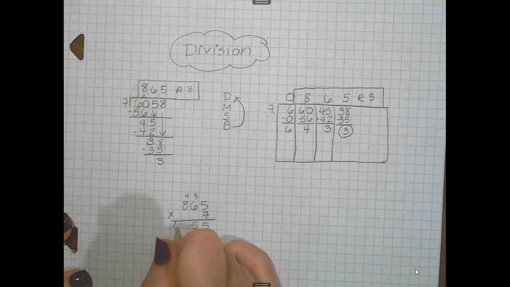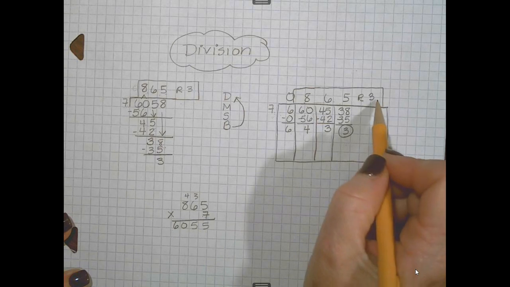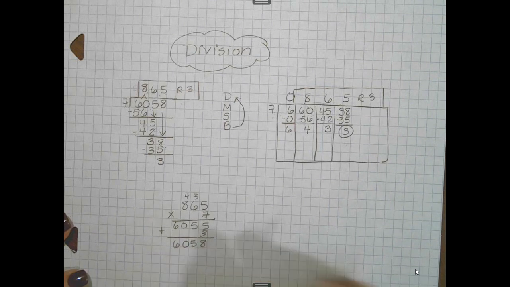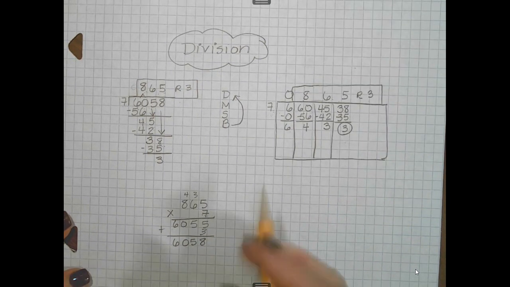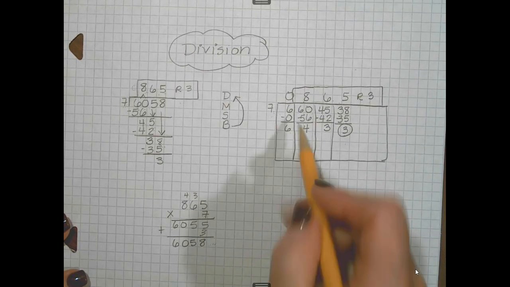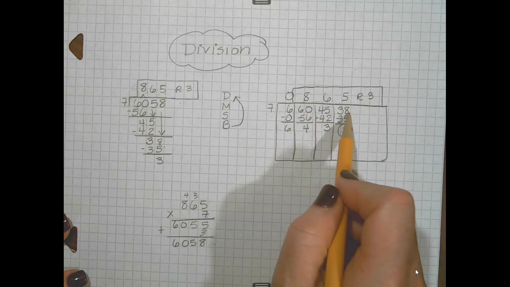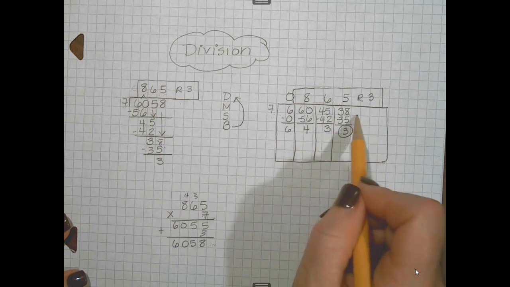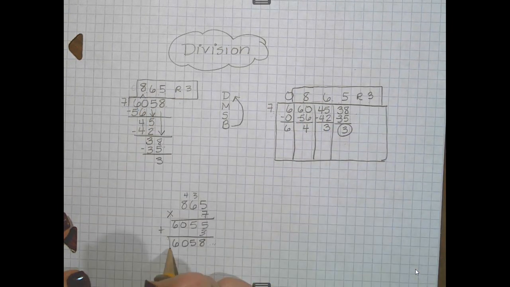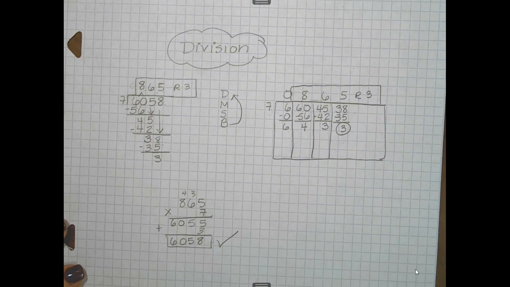So I get 6,053. And then you need to add the remainder. So if I add the remainder, I get 6,058. What you're looking to see is this, our dividend. And we started out with 6,058. You can see it better here. So yes, my answer is correct.